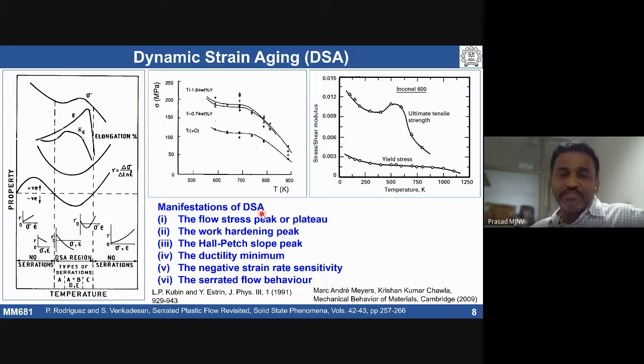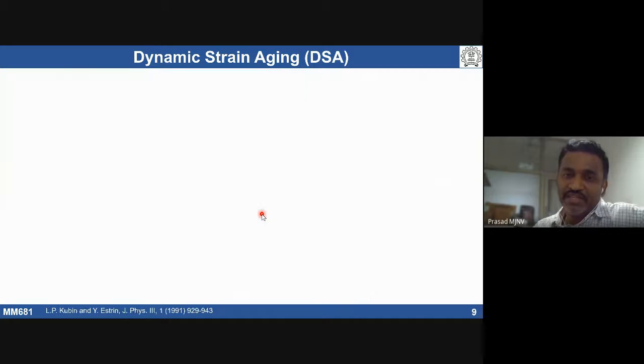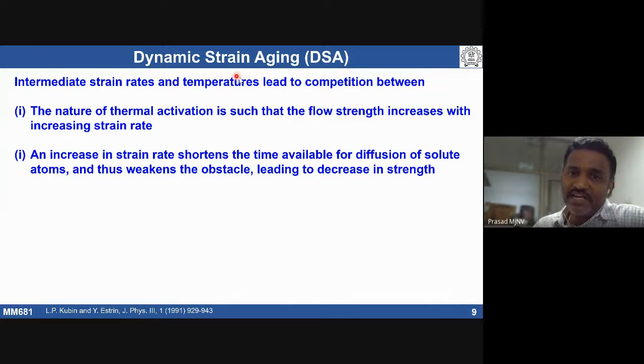Even if you take a material which has solute atoms, interstitial or substitutional, depending on the type of solute atoms we do see the temperature window. In the particular temperature window, an interaction of these two can take place, and that can lead to this kind of phenomenon. Here, intermediate strain rates and temperatures lead to a competition. Usually with increasing temperature, we expect thermal activation, climb and cross slip to happen very easily, so that should usually lead to a decrease in the flow strength of a material.